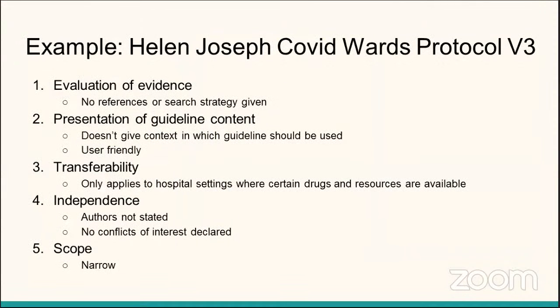So number 1, evaluation of evidence. If you do have this, you can pull it up. They haven't given any references or search strategy, so we're unsure what evidence they've used to support it. Number 2, presentation of guideline content. It doesn't give the context in which it should be used. It doesn't say specifically hospital patients or patients in a COVID ward or ICU patients. But we do find it's a relatively user-friendly guideline.